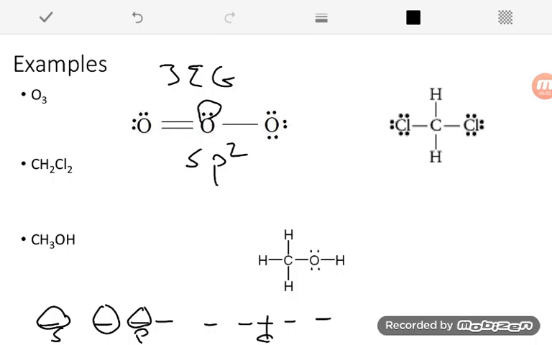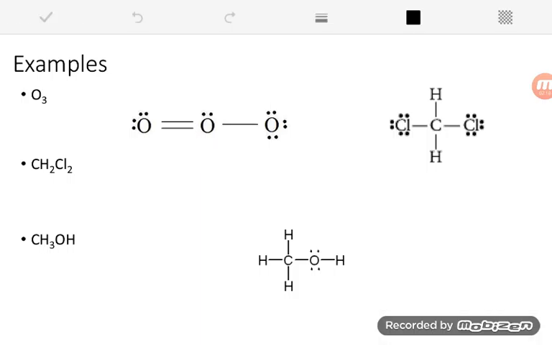If I had to count total sigma and pi bonds, each bond has a sigma bond. So I have 1, 2 sigma bonds. That's the symbol for sigma. And that leftover bond there is going to be my pi. So this molecule has 2 sigma bonds and 1 pi bond. And the oxygen has a hybridization of sp2.